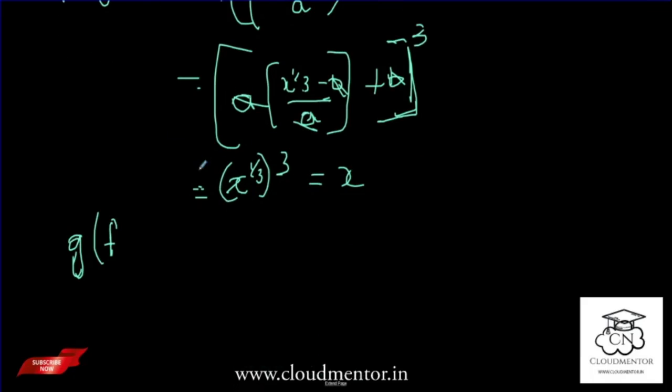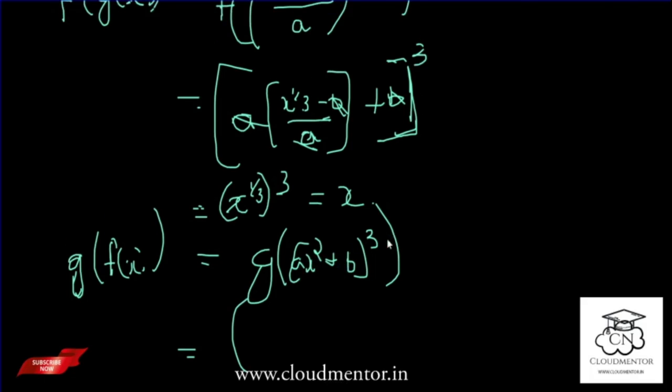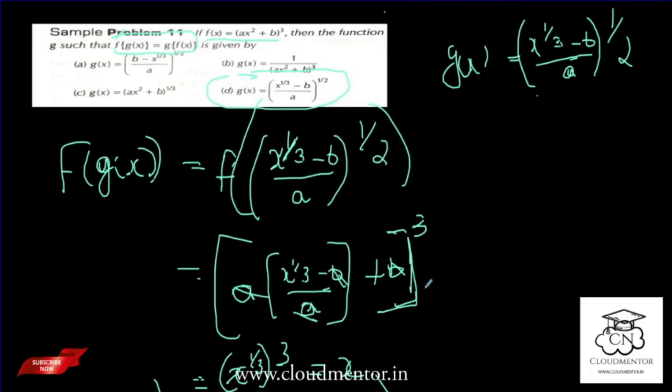So g of f of x is ax square plus b the whole raised to 3, so g of f of x is ax square plus b the whole cube. And now, applying that ax square plus b the whole cube in the place of x in g of x, we are applying ax square plus b the whole cube in the place of x here.